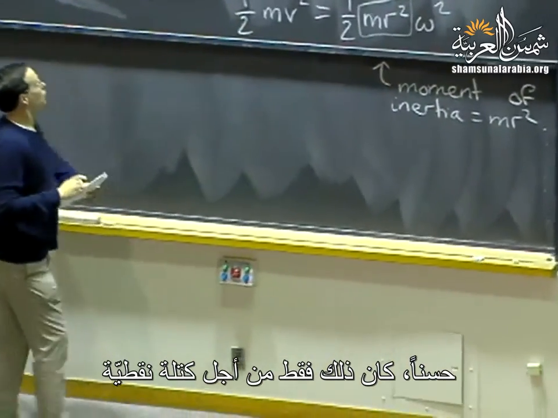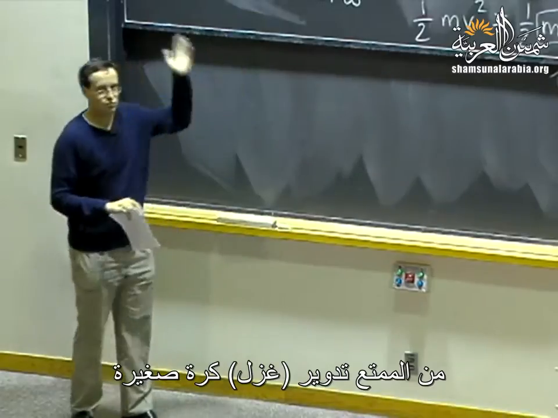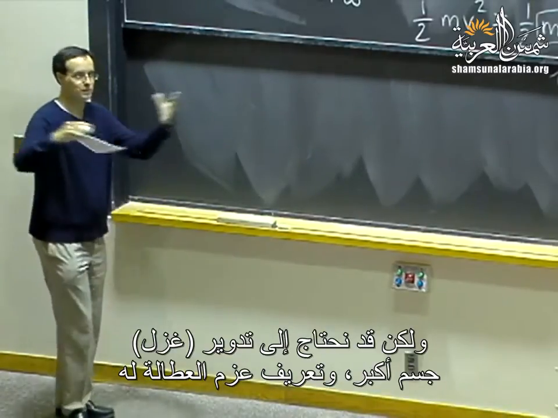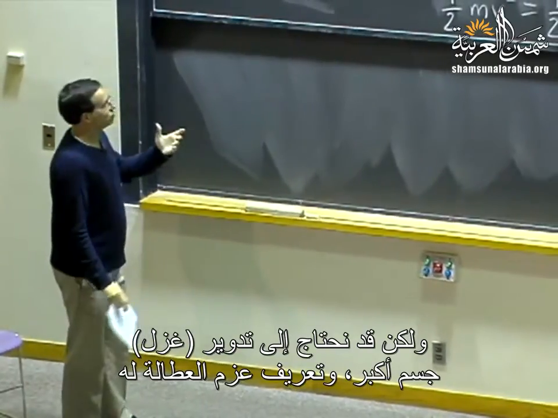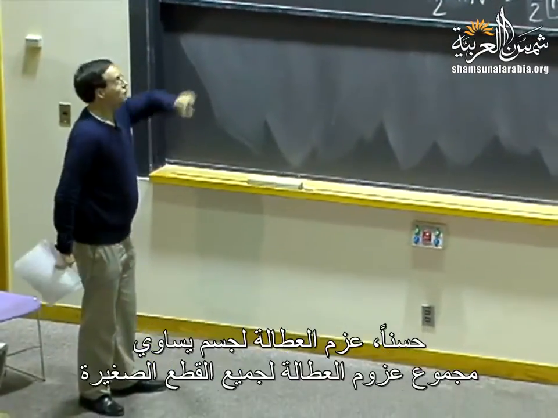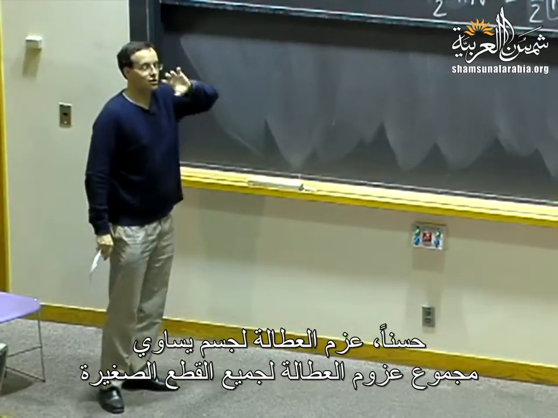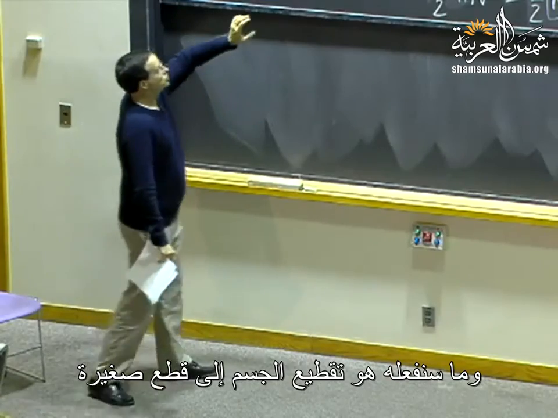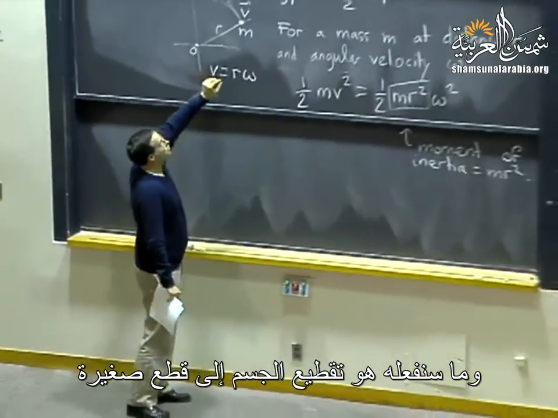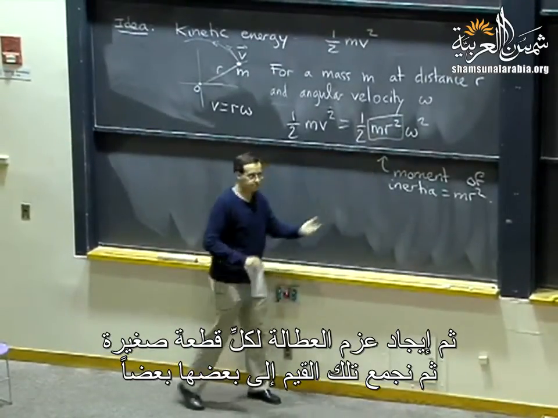Now that's only for a point mass. It's kind of fun to spin just a small ball, but maybe you'd like to spin a larger solid and try to define this moment of inertia. Well, the moment of inertia of a solid will be just the sum of the moments of inertia of all the little pieces. So we'll cut our solid into little chunks, and we'll sum this thing for each little piece.